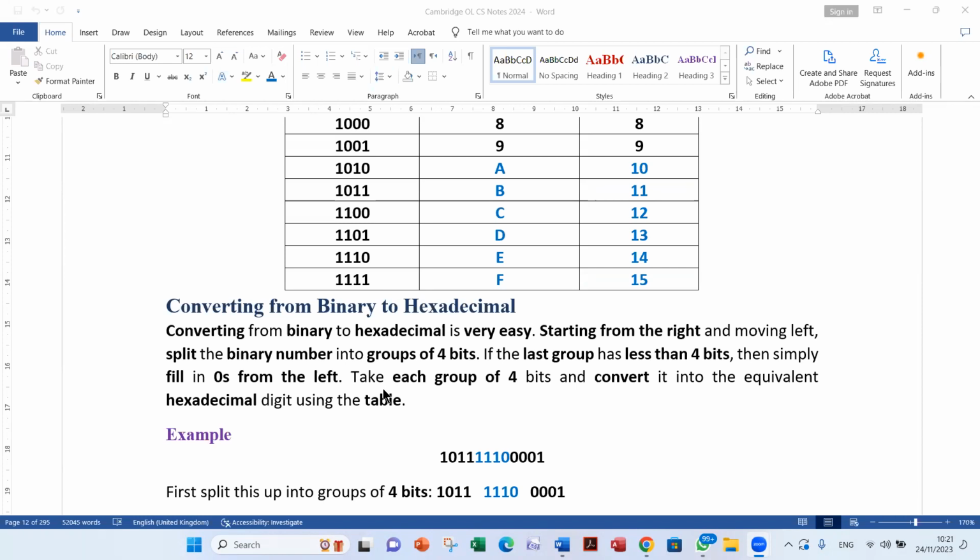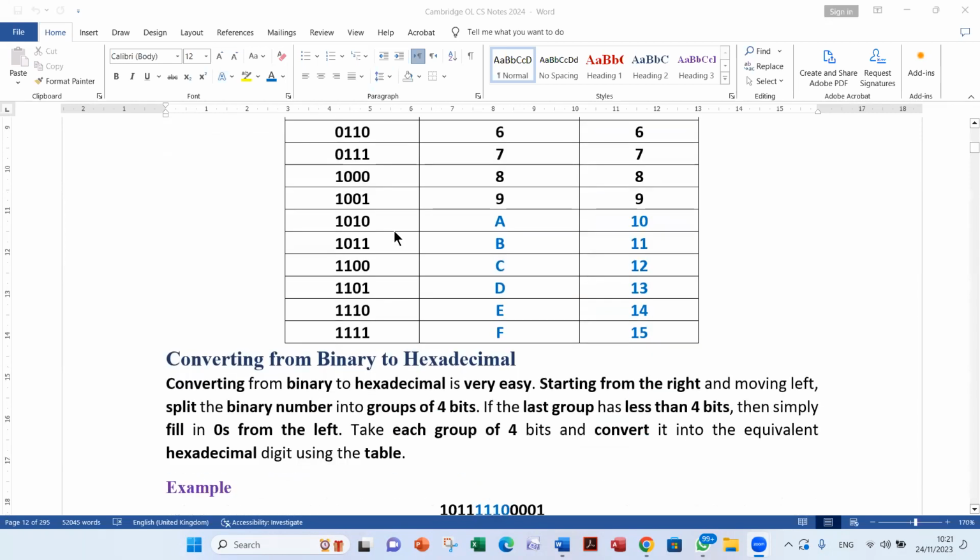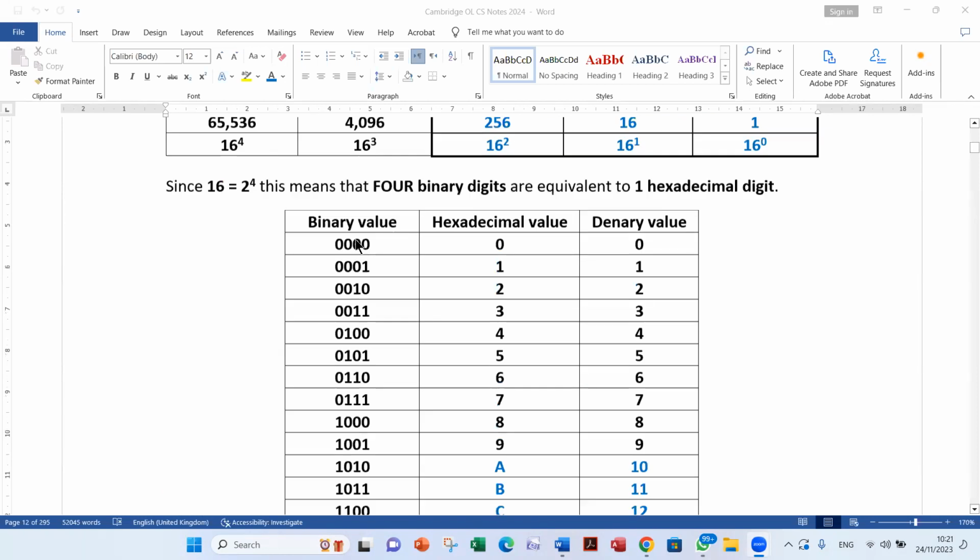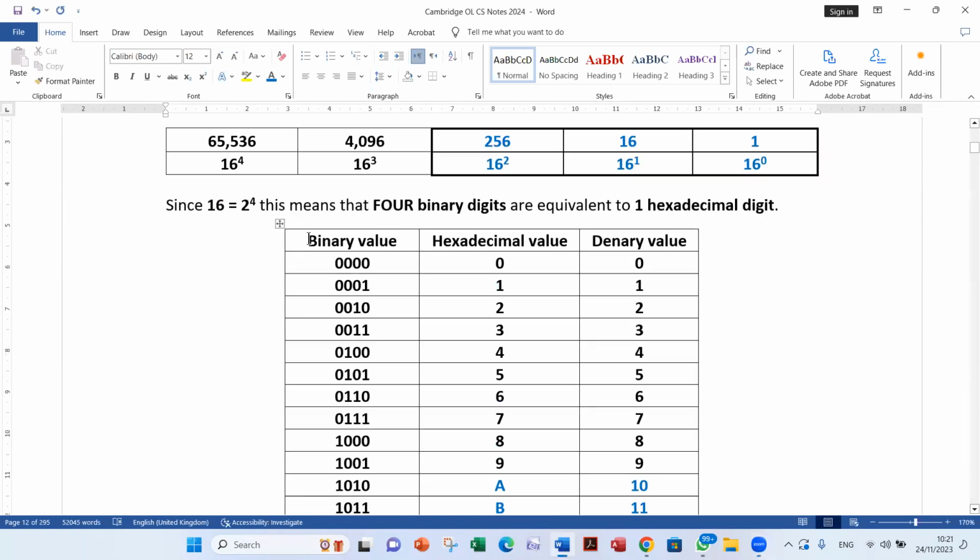So if you don't have enough bits to make them groups of 4, just fill zeros on the left. Then take each group of 4 bits and convert it into the equivalent hexadecimal using the table or using weights. Let us do weights until you can memorize the table above.